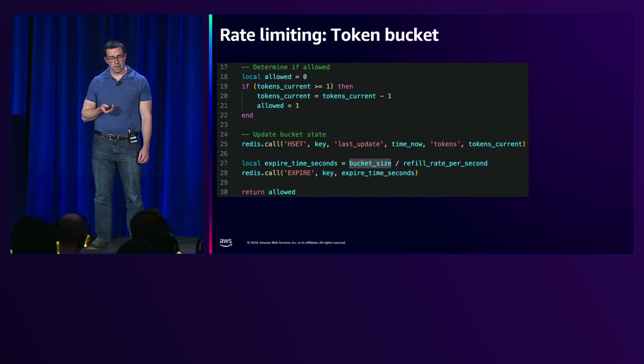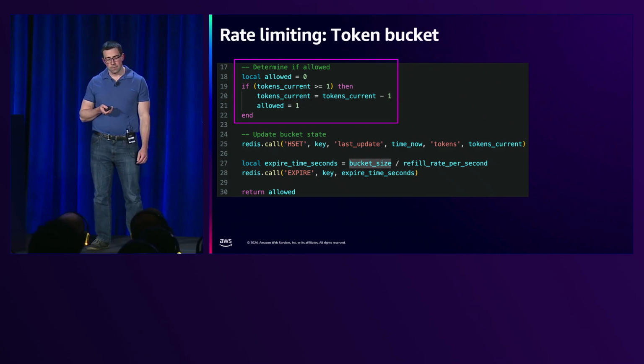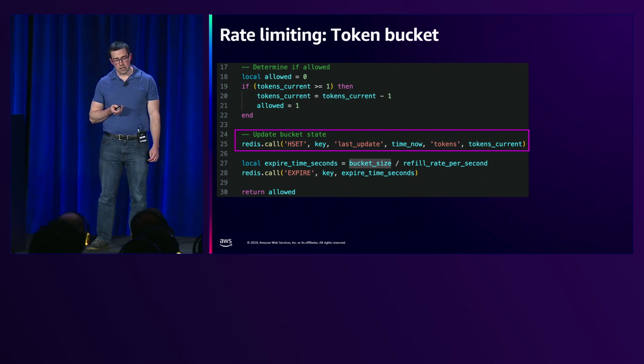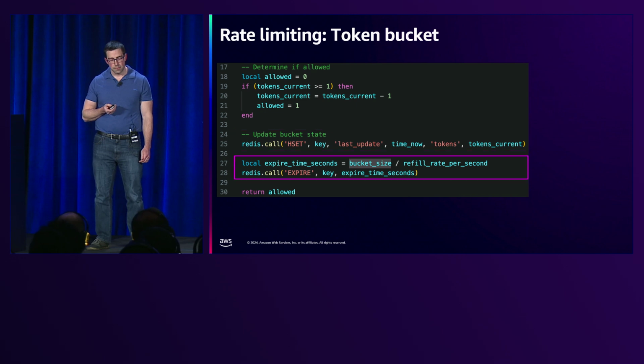Then we'll determine if the call is allowed. So in this case, rather than counting up, we'll count down. If we have at least one token, then we will allow the call and subtract it. We'll then update our state using hset to update both the last update time as well as the current tokens.